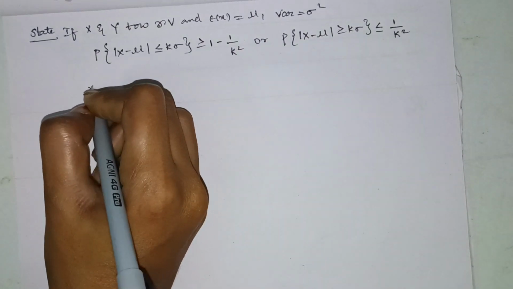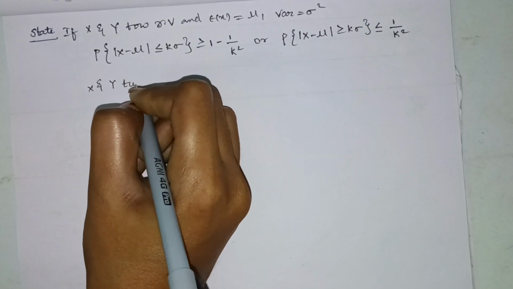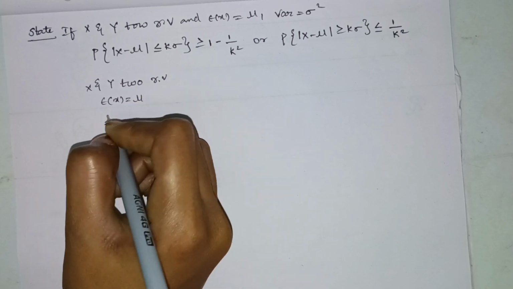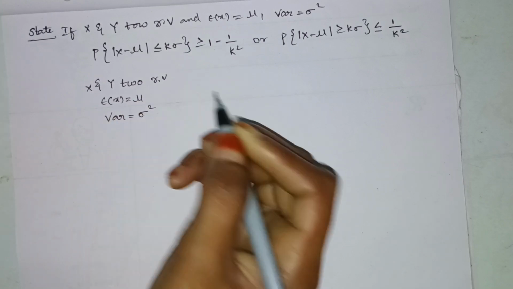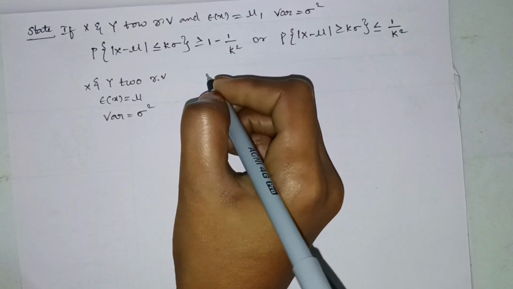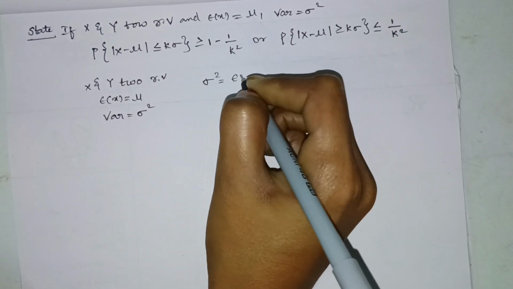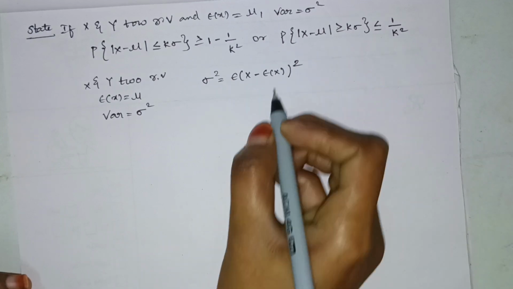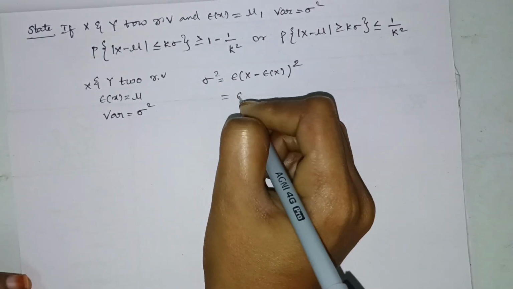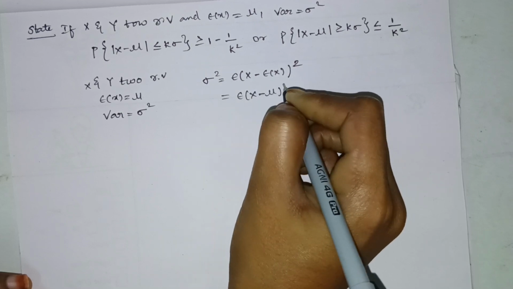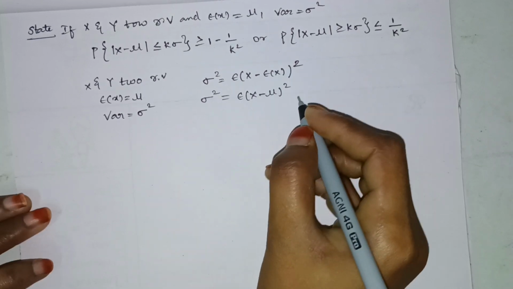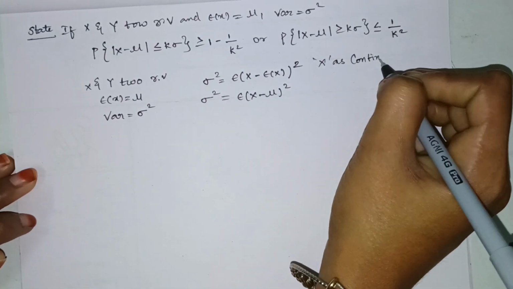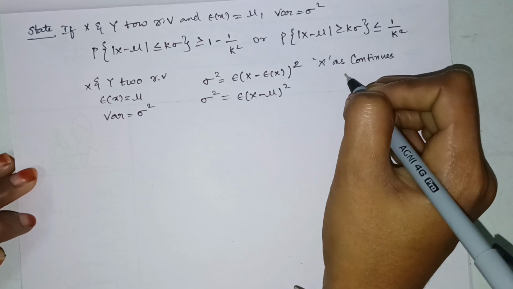And they are given x and y are two random variables. And the expectation of x is equals to mu, which is mean, and variance is equals to sigma square. So consider this variance sigma square. We know the formula expectation of x minus expectation of x whole square. And we know the expectation of x is equals to mu minus mu whole square. And we are considering here the x has a continuous function. Assume x is a continuous random variable.